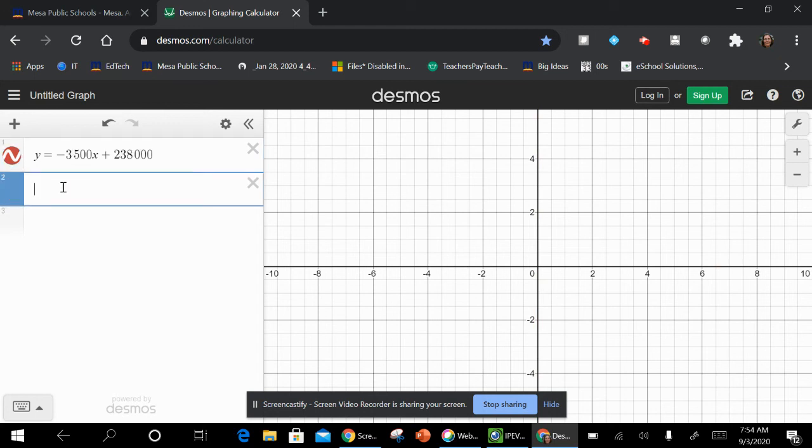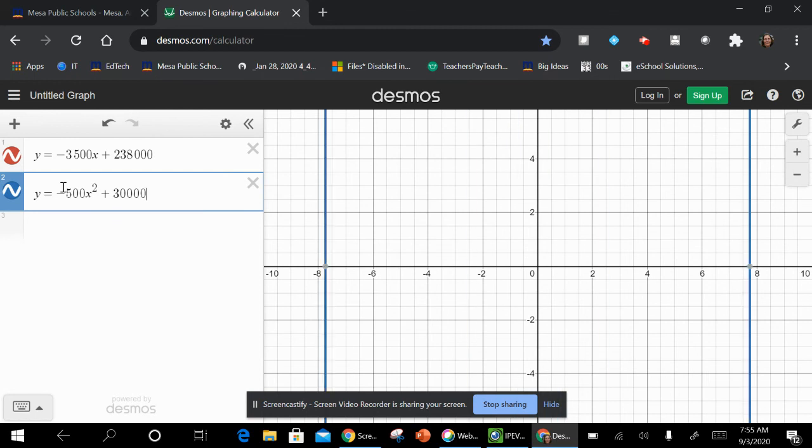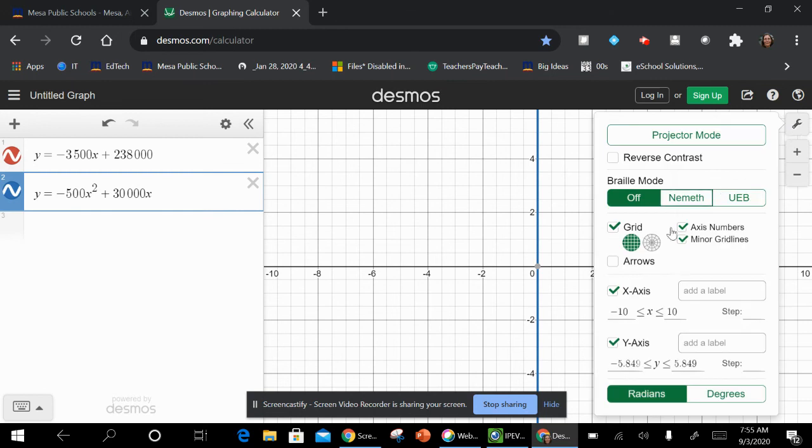Okay, and then we're going to do y is equal to negative 500 x squared, and we have to use the x, everybody, instead of P, plus 30,000 x. Everybody make sure it's a 3 and 4 zeros. Okay, we're going to have to come over here because we can't see these graphs, so we're going to go to graph settings.